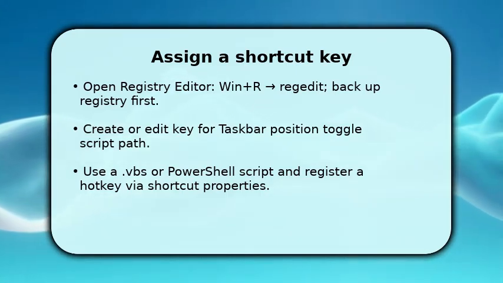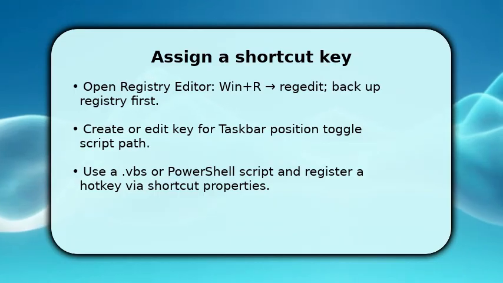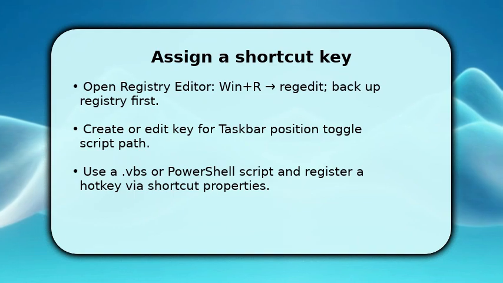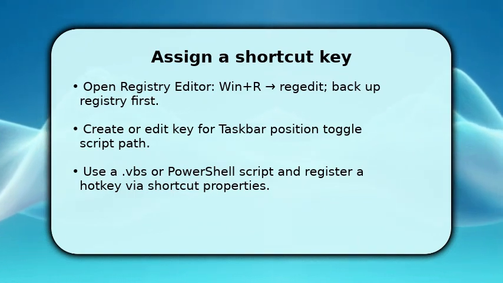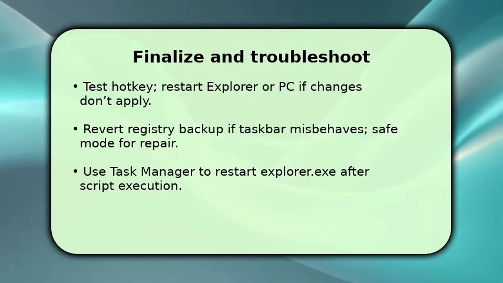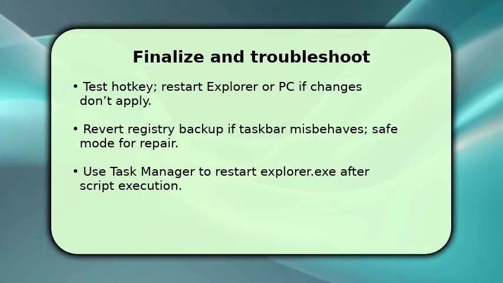Right-click it, choose Properties, and assign a hotkey in the shortcut key field. For example, Ctrl+Alt+T. Make sure script permissions are correct so the hotkey runs elevated when needed. You'll test the hotkey immediately. Press the assigned keys and confirm the taskbar moves.